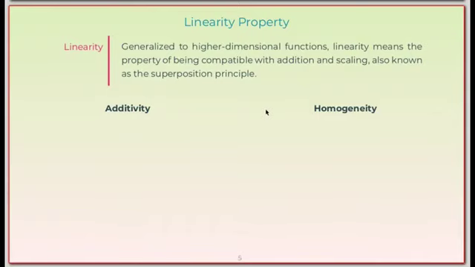Okay, so when you generalize this concept to a higher dimensional function, a higher dimensional relationship between input and output, linearity means the property of being compatible with addition, also called additivity, and scaling, called homogeneity. These two together are called the principle of superposition. So a system or a circuit element is going to be linear if it follows the principle of superposition, and the principle of superposition basically means additivity and homogeneity. Both of these properties have to be satisfied.